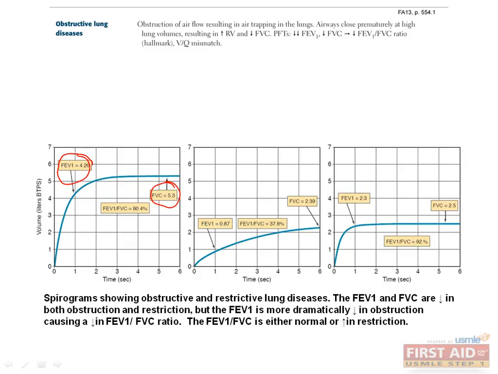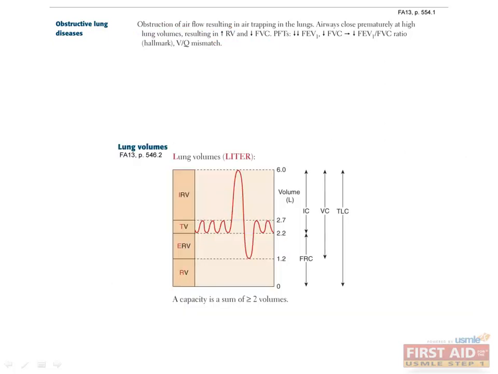By definition, obstructive lung disease involves obstruction of airflow with air trapping in the lungs. During exhalation, the airways close prematurely at higher lung volumes than normal. This therefore results in increased residual volume and decreased forced vital capacity, since less air is able to leave the lungs. Think for a moment about the diagram of lung volumes on page 546, and think about how obstructive lung disease would affect lung volumes.